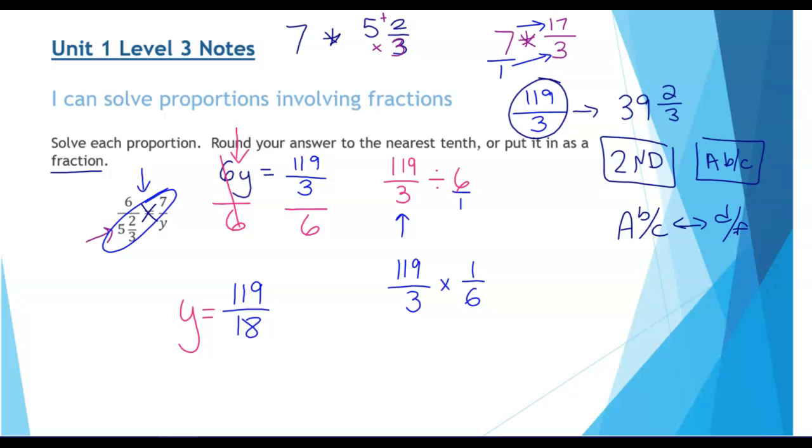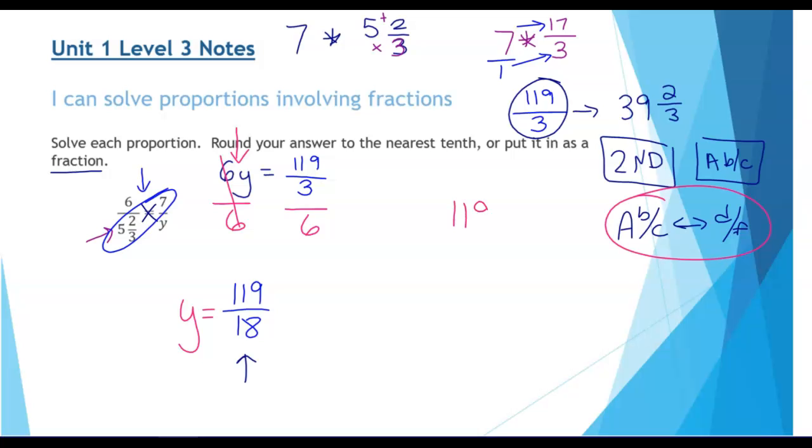Now you can go ahead and plug this in your calculator too. 119, fraction key 3, divided by 6. You should get something close to this. Now if you don't get that, you'll get the mixed number, and I'll show you that, which you would do if you got the mixed number. All right, 119 divided by 18. Mobius will accept this answer, or it will accept the mixed number as well.